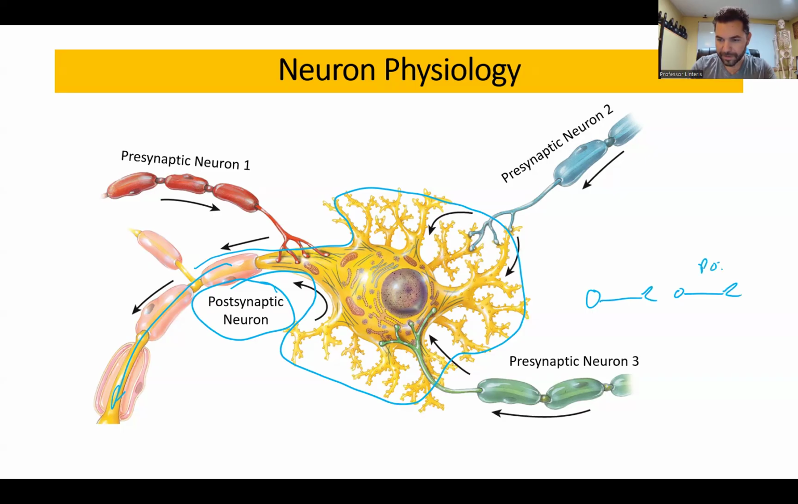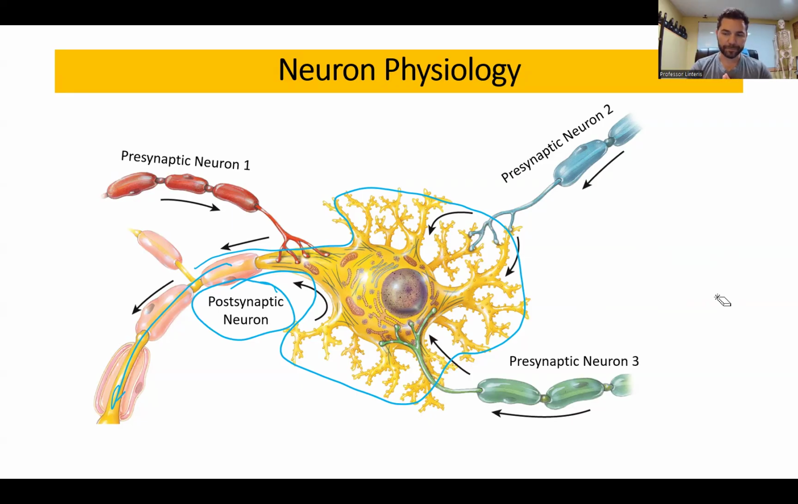If this is my postsynaptic neuron, this is my presynaptic neuron. What are they going to do? They're going to talk to each other. How do they talk to each other? Various chemicals, right? I don't know if that picture helps you or not.